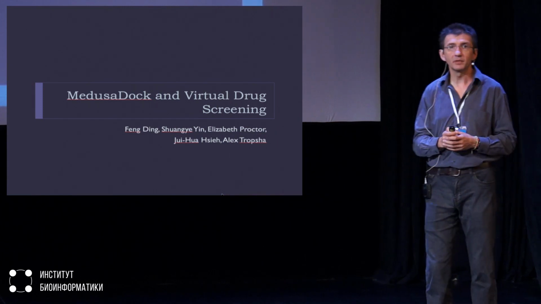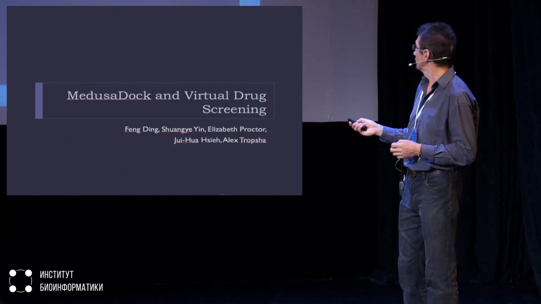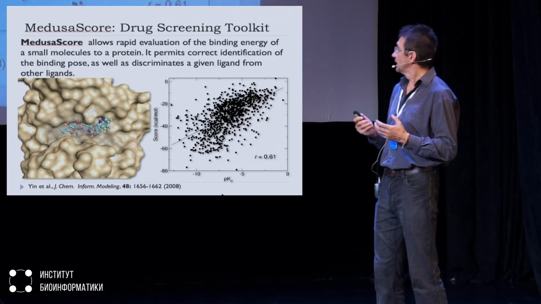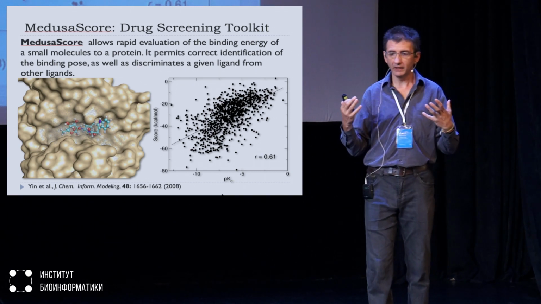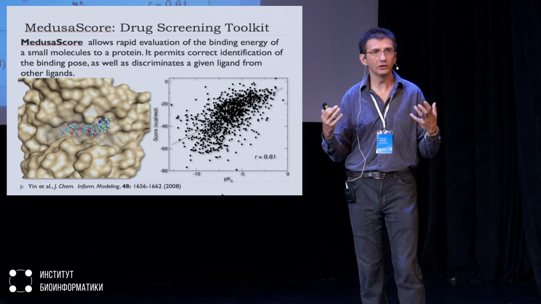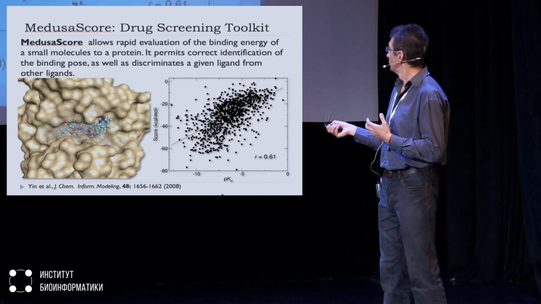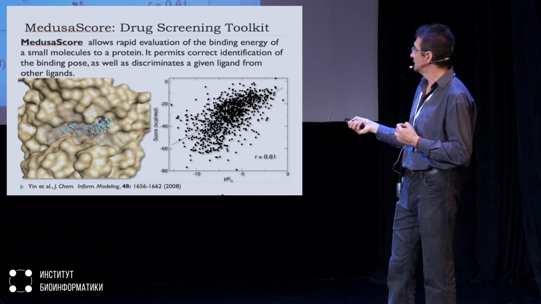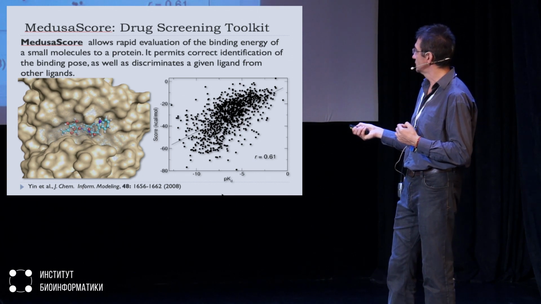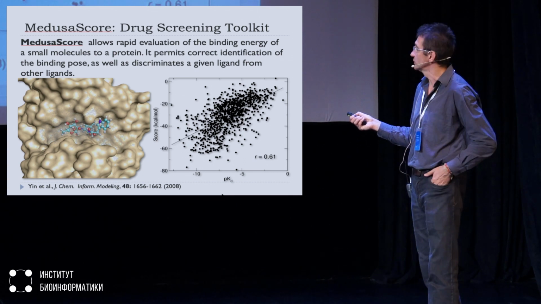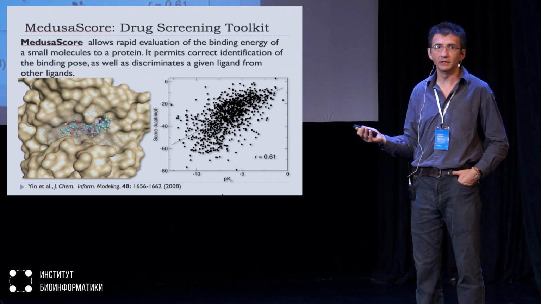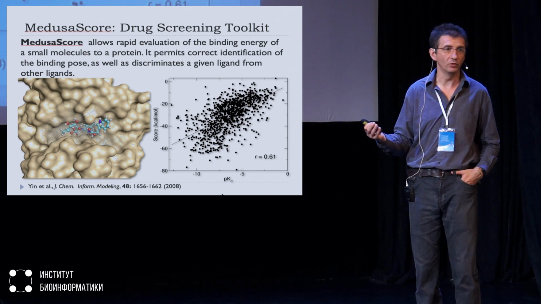So the next tool that I'll describe is called virtual screening in MedusaDock. The next goal that we had is to screen small molecules inside the pockets of the protein. So what do we need to do for that? We need to put a small molecule inside the protein and evaluate energies. To evaluate energy, we developed a scoring function called MedusaDock. It's based on Medusa, but we added a lot of new atom types that we would not find in proteins but that exist in small molecules.